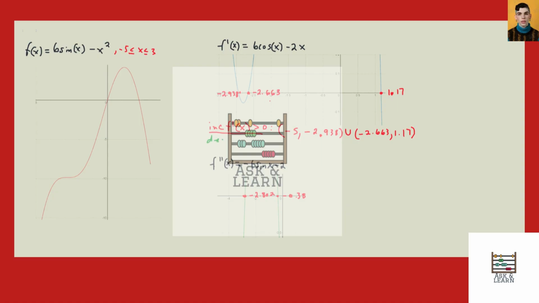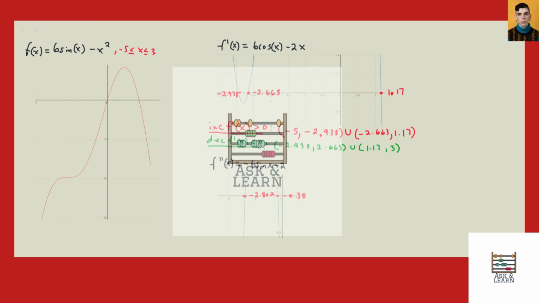And then decreasing is when f prime is strictly less than 0. This would just be the remaining interval of our domain. So the function is going to be negative from -2.938 up until -2.663, and then we're going to union that with the interval where it becomes negative again after 1.17, and this stays negative all the way until our other endpoint, 3.